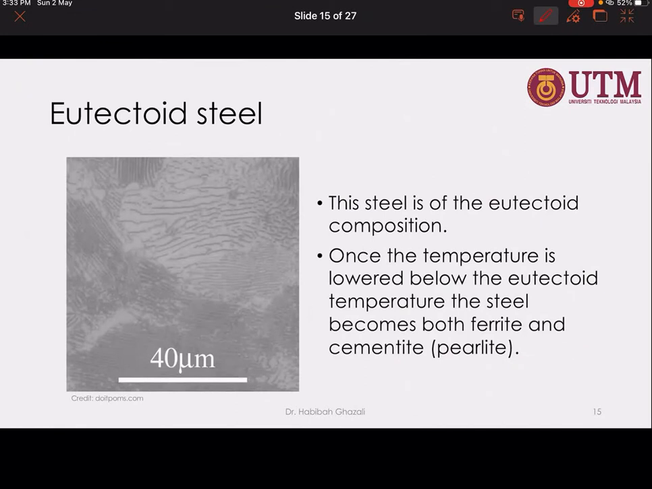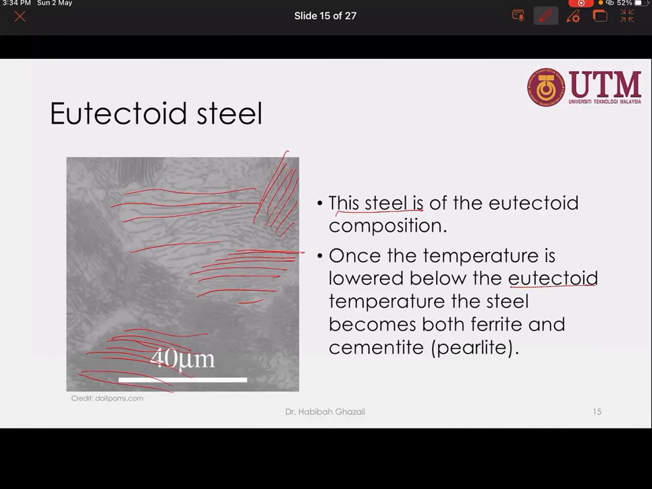This is eutectoid steel if we observe under the microscope. It's a lamellar structure, a very fine lamellar structure. This changes orientation. This is a very fine lamellar structure. This steel has eutectoid composition. Once the temperature is lowered below the eutectoid temperature, the steel becomes both ferrite and cementite in the lamellar structure, and we call it pearlite.